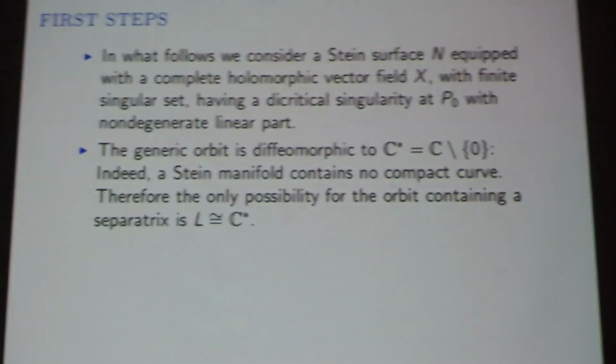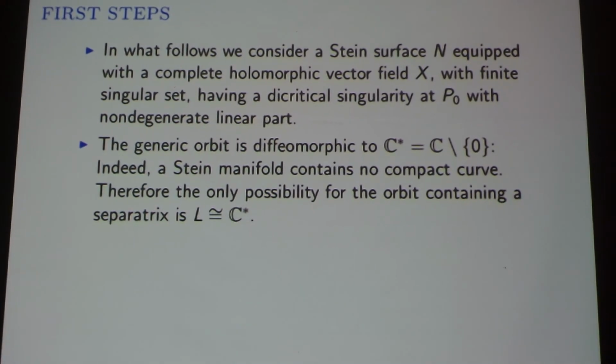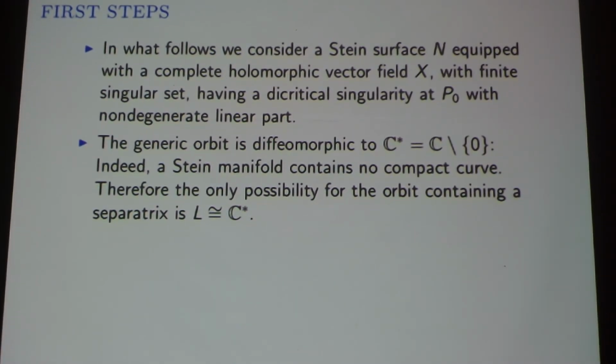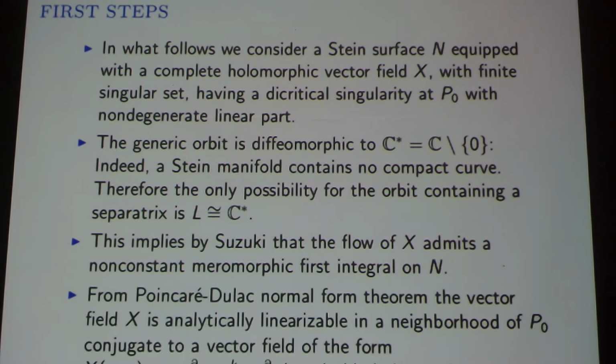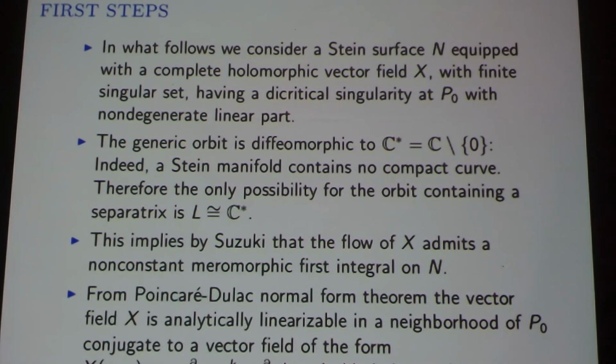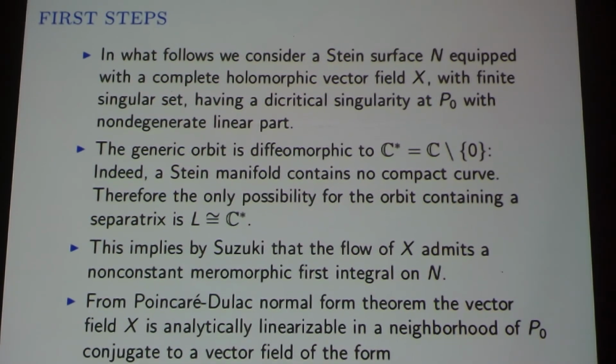So you have a lot of leaves which are periodic, and because of Suzuki's generic orbit theory, the generic orbit is C star. So this means that most of the leaves actually are C star. Okay, so the generic orbit is periodic. So already we know by Suzuki that we have a holomorphic first integral. Okay, so now we take a look at the singularity, P0.